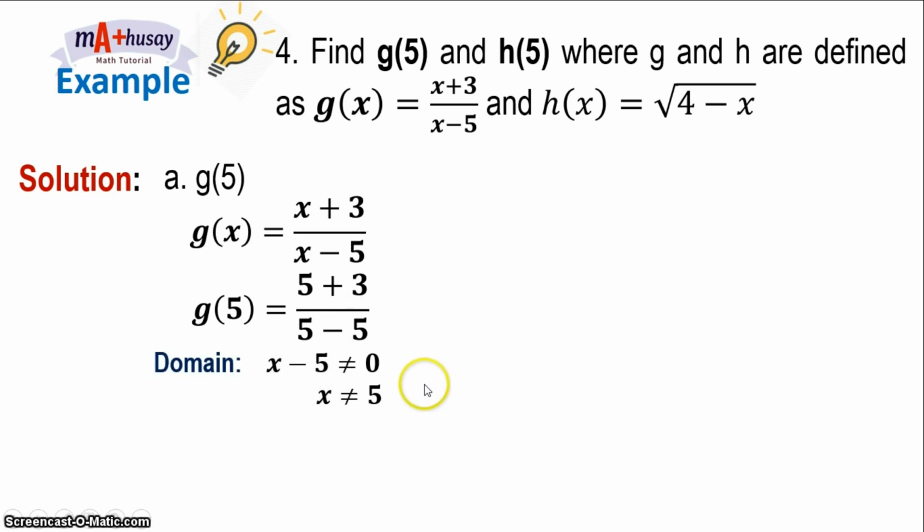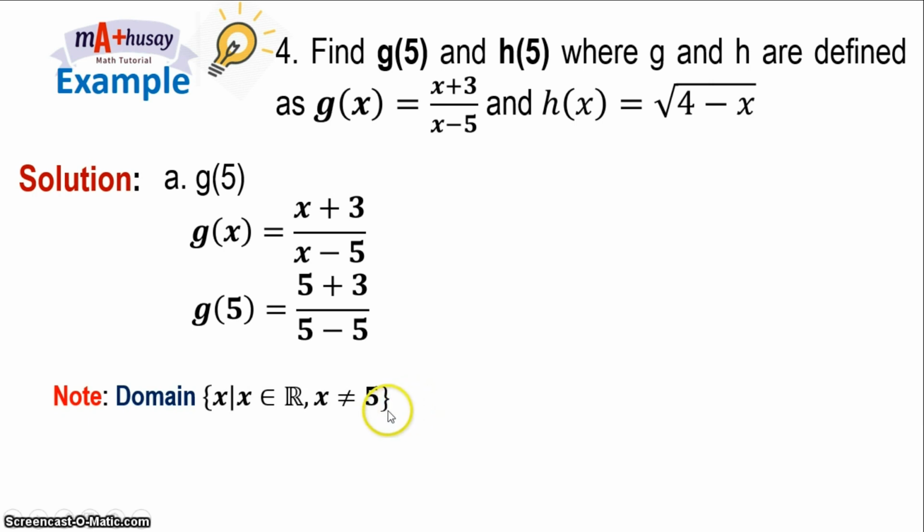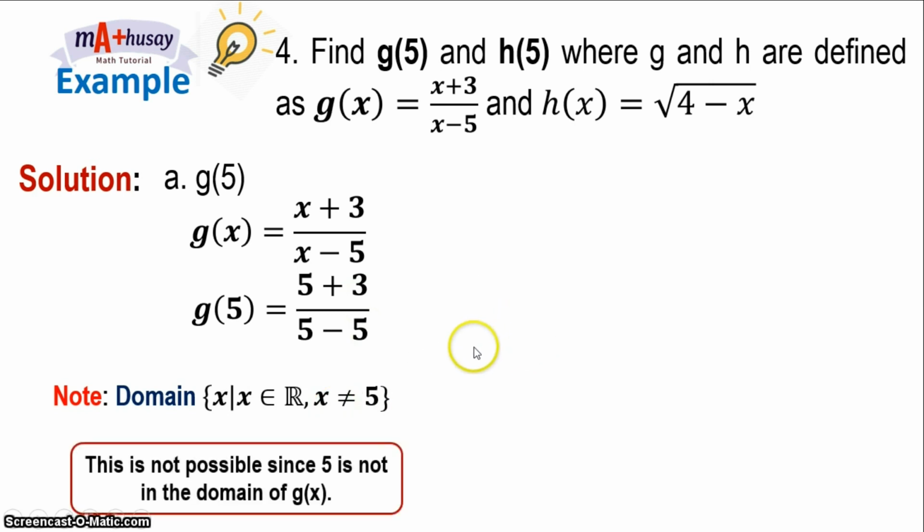So, remember na kapag meron tayong fraction na function, or rational function, dapat ang ating denominator must not be equal to 0. So, we take the denominator, x minus 5 must not be equal to 0. X must not be equal to 5. That's the domain of this function. So, ibig sabihin, dahil ang domain natin ay set of real numbers except positive 5, hindi pwedeng mag-evaluate ng 5. This means that it is not possible since 5 is not in the domain of g of x. So, ibig sabihin, hindi natin siyang pwedeng i-evaluate dahil magiging 0 ang denominator at magiging undefined ito.